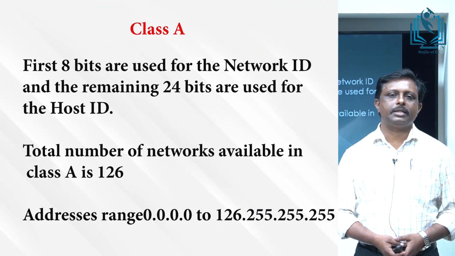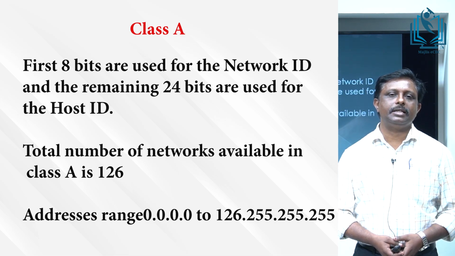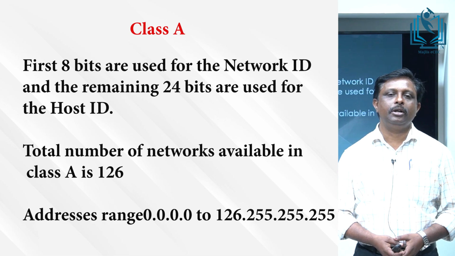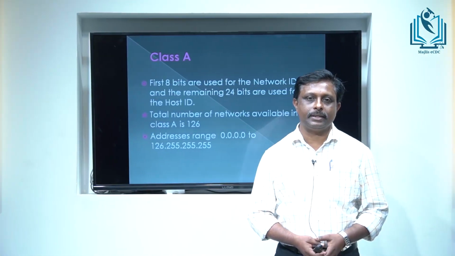First, I am going to discuss class A. In class A IP address, the first octet is used for net ID and the last 3 octets are used for host ID. That means 8 bits are used for net ID and 24 bits are used for host ID. The range of class A IP address is 1 to 126. 127 is also a part of class A IP address, which is not used for giving any IP address because it is a loopback address.